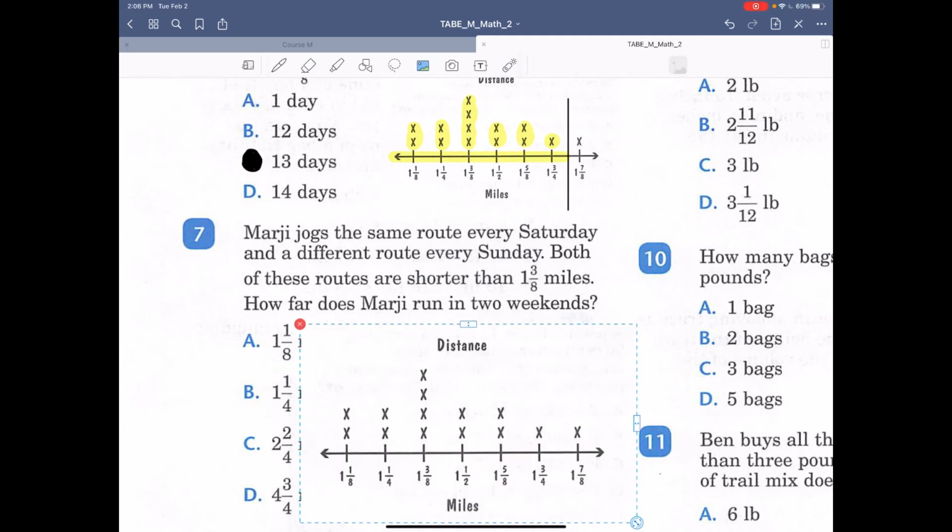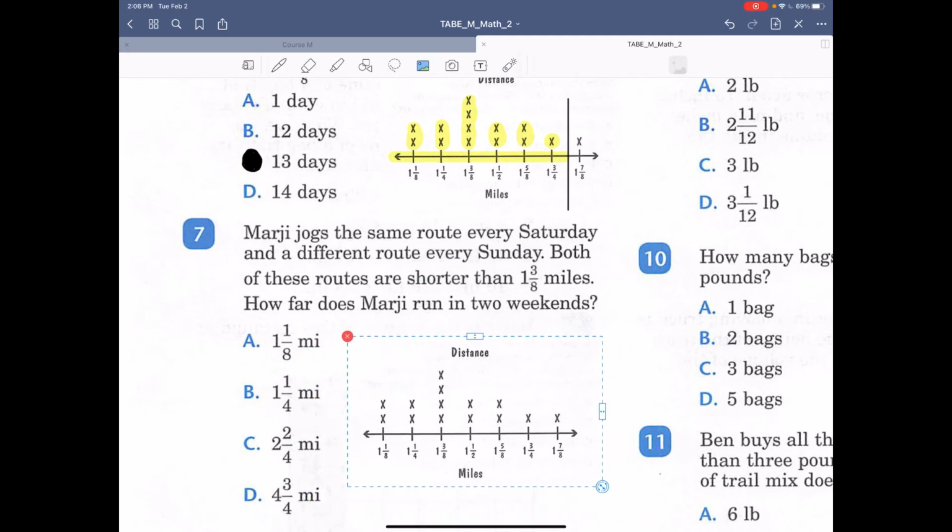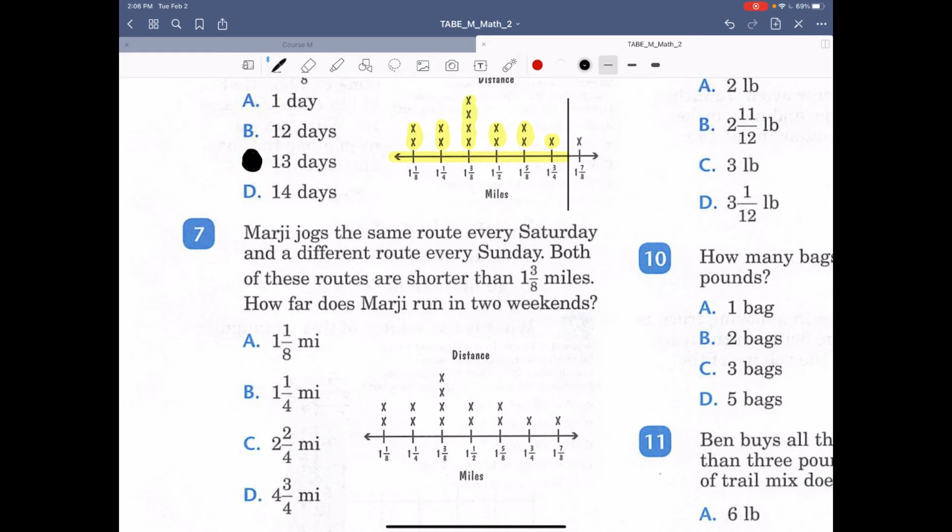Margie jogs the same route every Saturday and a different route every Sunday. Both of these routes are shorter than 1 3/8 miles. So make your line shorter than 1 3/8. It would have to be right here. And so the interval is down here that you're looking at.